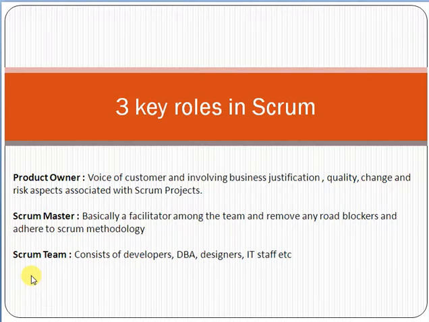Friends, a Scrum team is basically a group of team members, or you can say a group of technical people, consisting of developers, consultants, database administrators, designers, IT staff, etc. You can imagine a technical team that is going to implement a project, and normally it consists of 10 to 15 team members in a Scrum team. Remember one thing, that in the Scrum methodology, the Scrum team is self-organized, self-motivated and self-driven.